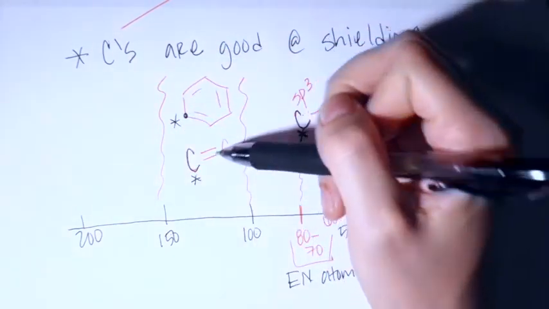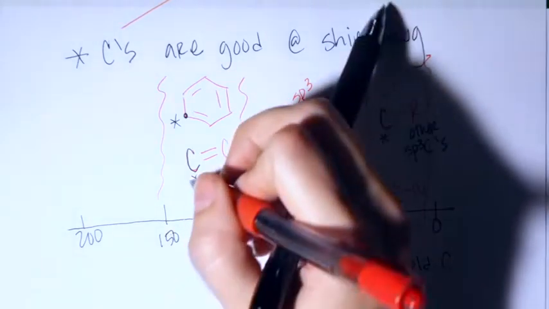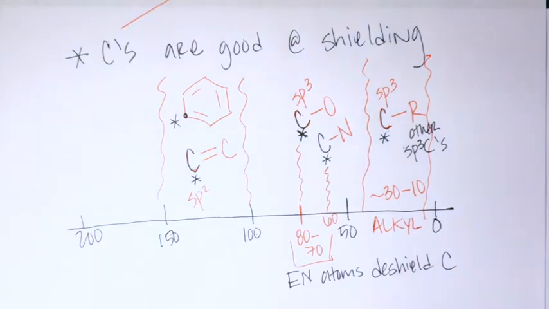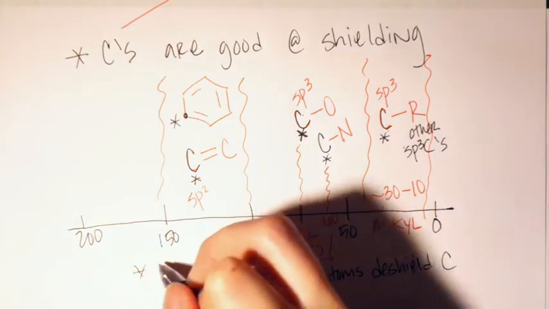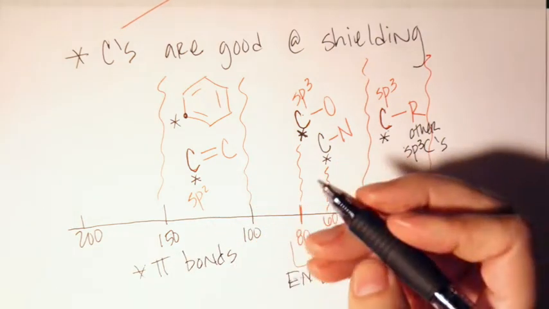So anything that's in a pi bond is going to show up in this region. Now we're dealing with sp2 carbons. And sp carbons as well, those will also show up down here, but we don't see those very often, so it's not something we normally have to look for. But they'll also show up down here. And pi bonds are actually very de-shielding, more so than electronegative atoms.